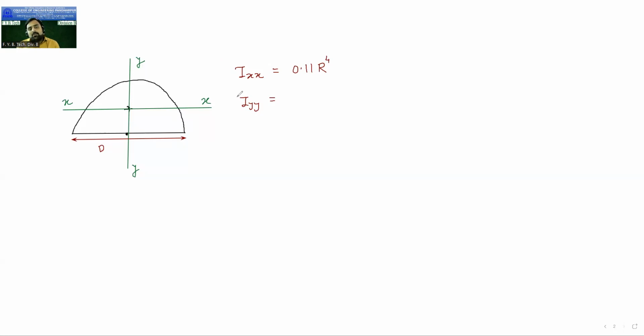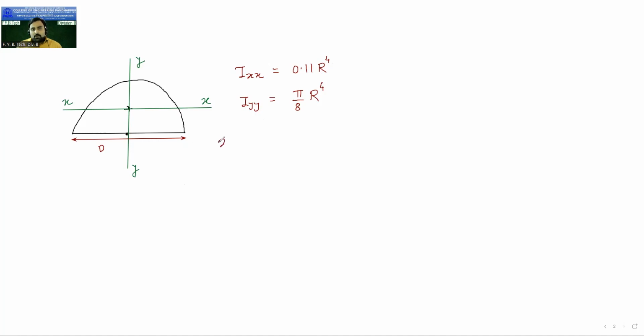Then it may be sometimes x-axis, it may be sometimes y-axis, depending upon the position of the semicircle, where the base of the semicircle is given. So you should remember it in this way. The axis which is parallel to the base of the semicircle, that axis is having moment of inertia 0.11 r raised to 4. And the remaining axis is having pi by 8 r raised to 4. This is in the case of this type of semicircle.